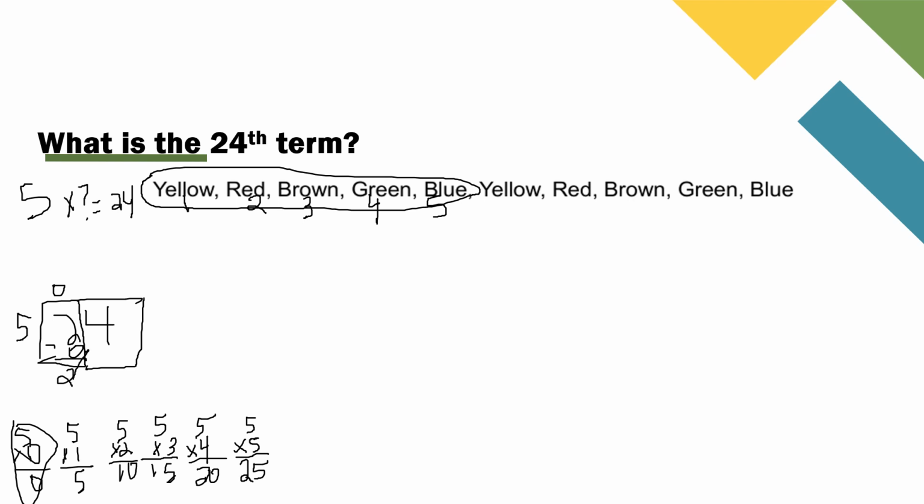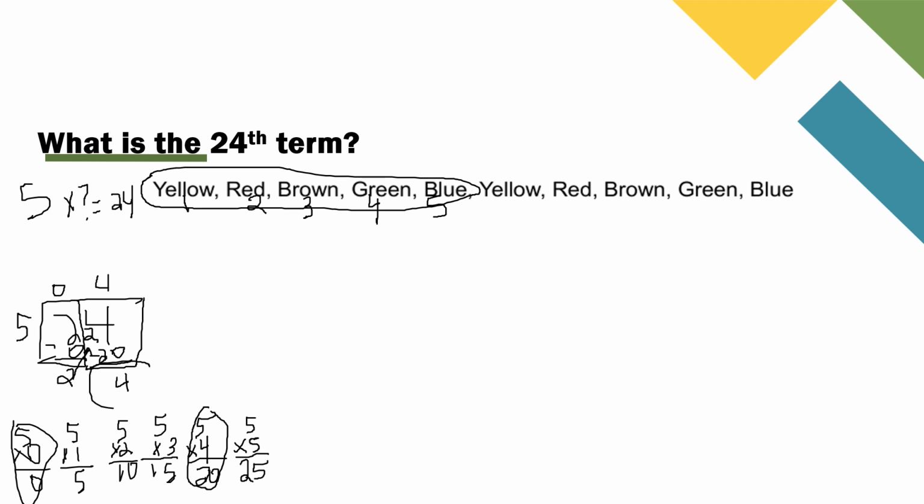Whatever is left, remember, you take it to the next box. I drew my 4 too big, but that's okay. 24, so I'm looking for 24, as close as I can get without going over, and that would be 20. So I will put my 4 on top of the box and put 20 inside, and when I subtract, I have 4 remaining.